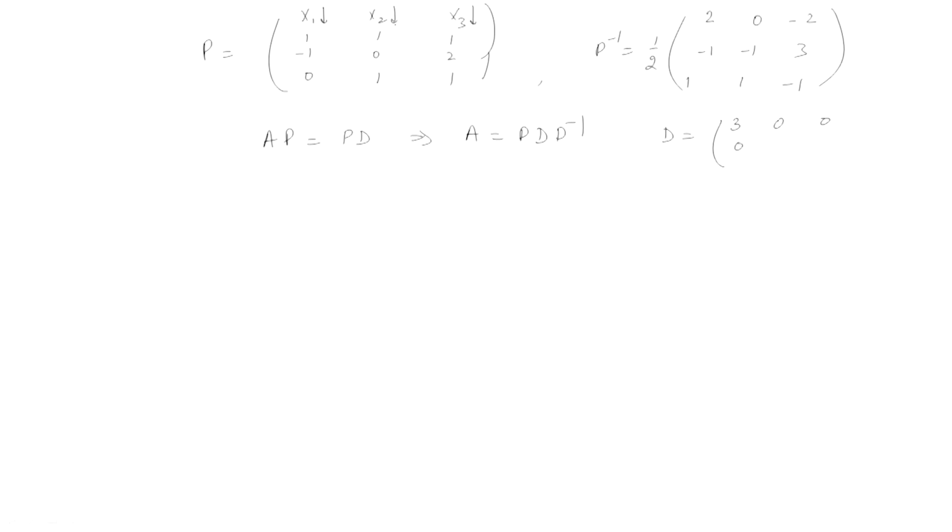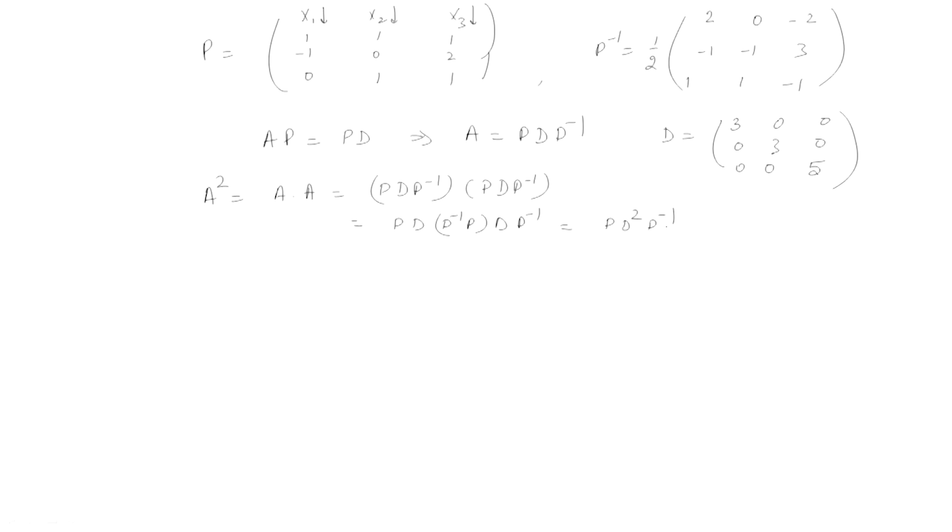The second eigenvector corresponds to lambda equal to 3, so it is (3, 0, ...), and the third eigenvector corresponds to 5. Now, suppose you want to find A square. A square is nothing but A into A, which equals P D P inverse into P D P inverse, and this is nothing but P D P inverse P into D into P inverse. So, it is P D square P inverse.